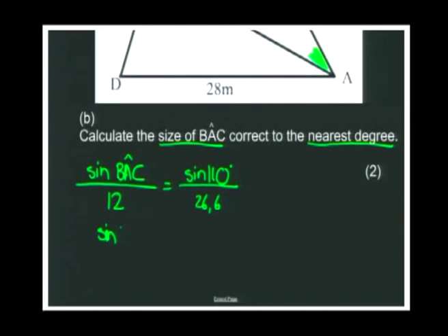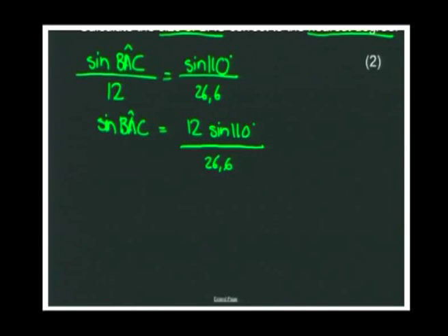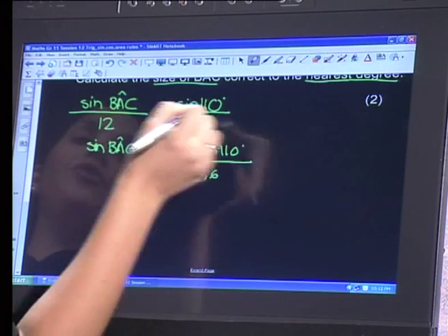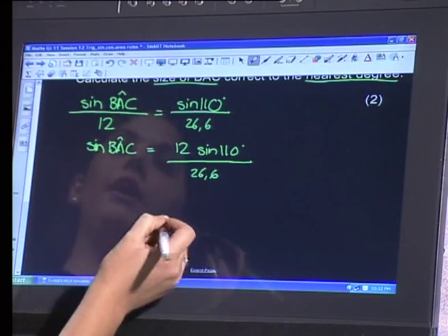So this is now sine BAC is equal to 12 sine of 110 degrees over 26,6. And of course, I'm not going to do it the long way all the time. You should know that I'm manipulating the equation and making the subject of the formula, and I have multiplied this fraction by 12, which cancels it, and I do the same to that side, and that's why it's up at the top there. Okay, if you don't understand that, you need to spend some time working on your equations. It's absolutely essential because it creeps up in all sections of maths. So make sure you're very comfortable with that.